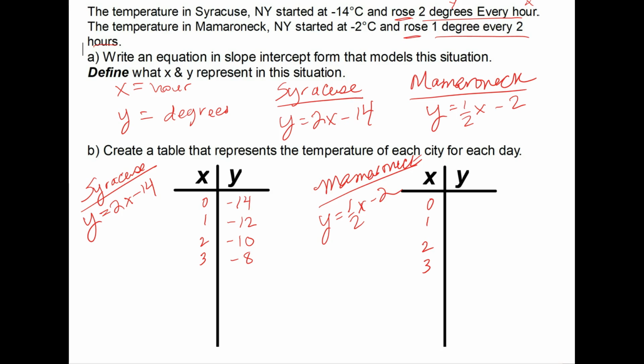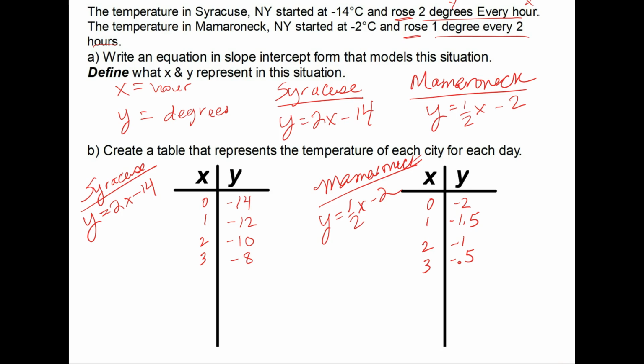Okay, so I put in 0, I get negative 2. Put in 1, I'm taking 1/2 and I'm subtracting 2, so that leaves me at negative 1.5. I put in 2, half of 2 is 1. 1 minus 2 is negative 1. What am I doing each time, y'all? I'm starting at negative 2 and I'm adding on 1/2. What's negative 1 plus 1/2? You get negative 1/2. Look, y'all, they have not intersected yet.